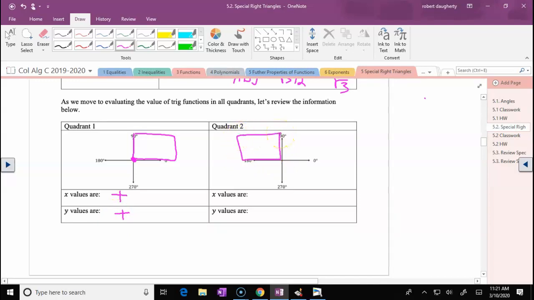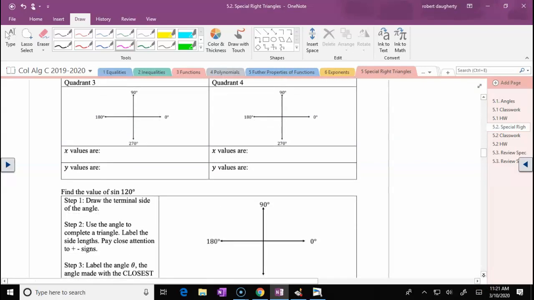If I go to quadrant 2, I'm sitting over here. What are my x values? Negative or positive? Yeah, I'm traveling this way. My x values are negative, and what are my y values? They're positive, okay? If I go to quadrant 3, which is down here, I start traveling at the origin. My x values are traveling in what direction? Negative. My y values are traveling in what direction? Negative. If I'm in quadrant 4, my x values are traveling what? Positive, and my y values? Negative.